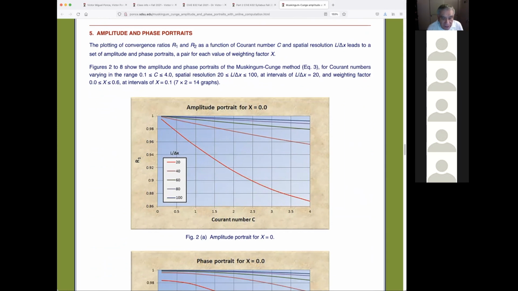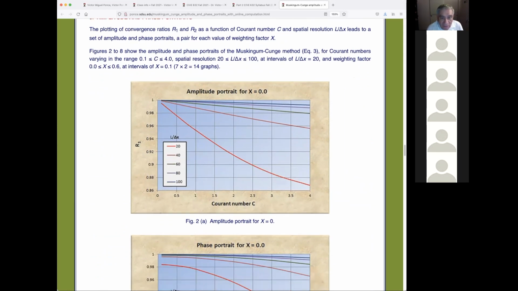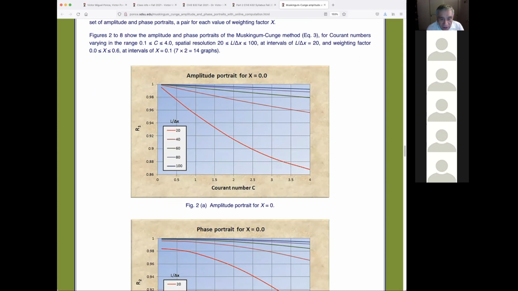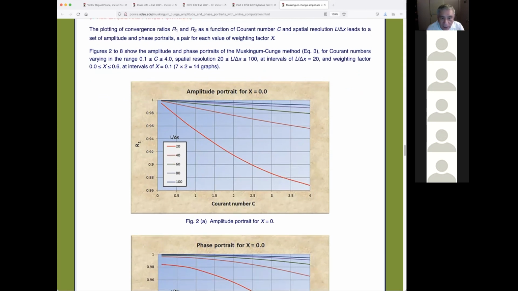So we have these figures, okay, now for x equals 0, we're going to vary x from 0 to 0.6, just to show how things work. For x equals 0, the Courant number, okay, now let me analyze in here for you the R1. The R1 is the amplitude portrait, we call it. The amplitude, in other words, is how the calculation is going to vary in the vertical direction.